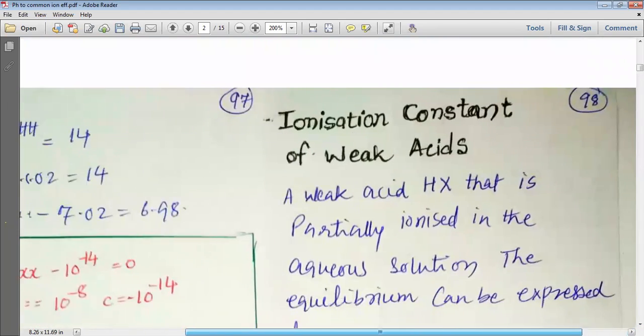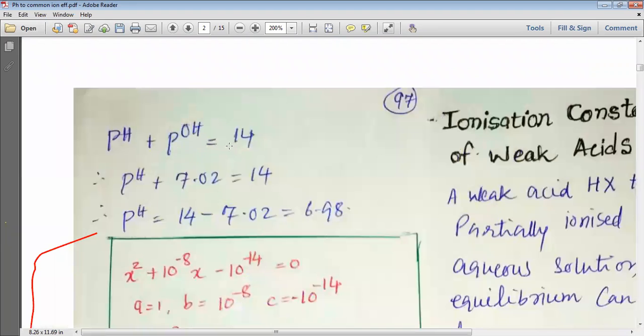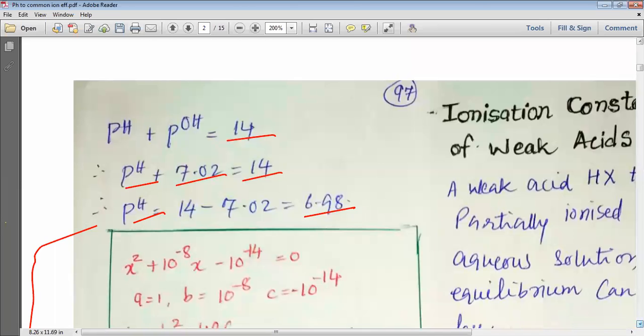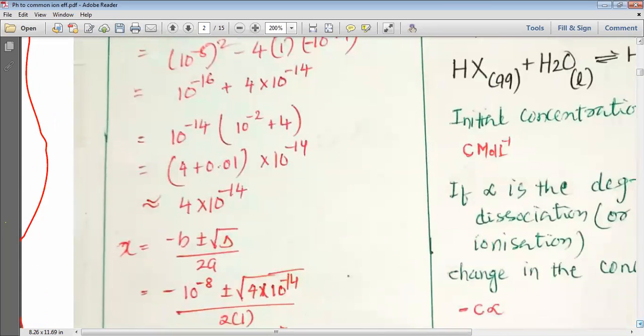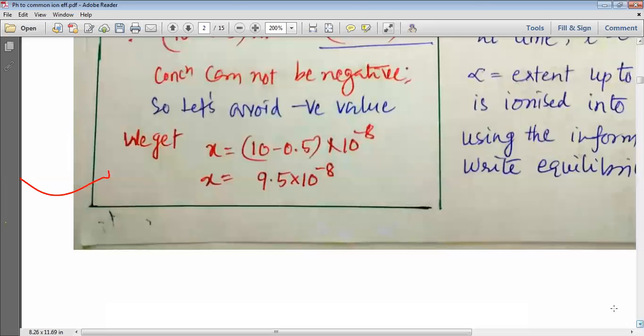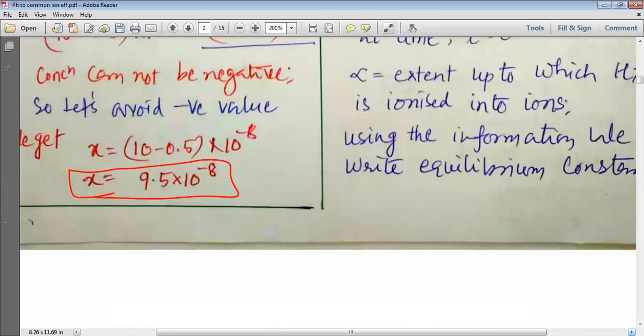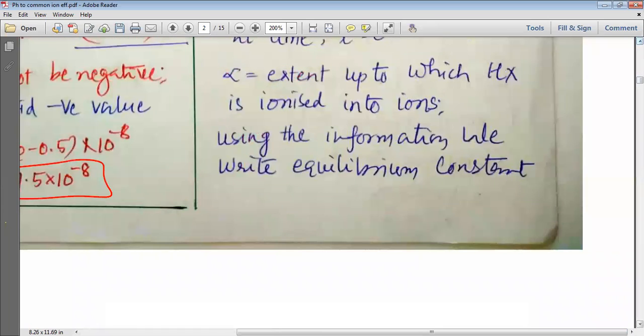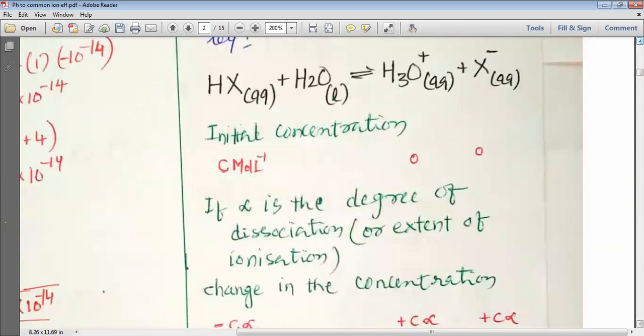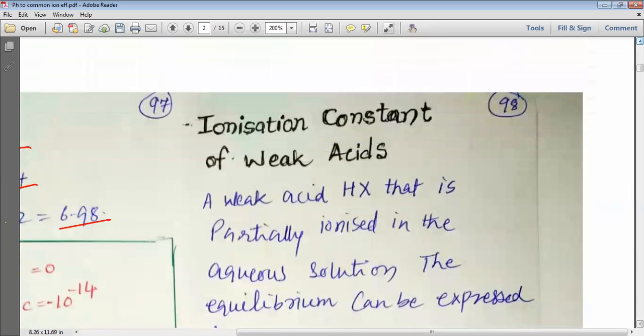So let us look into that. pH + pOH is equal to 14, and that is why pH + 7.02 is equal to 14, and that is why pH is equal to 6.98. Here I have shown you the calculation of how you can get the value of x in this particular problem. I have done it for you so that you can understand it well if you could not understand the mathematics well. Now let's move forward and understand the next one.